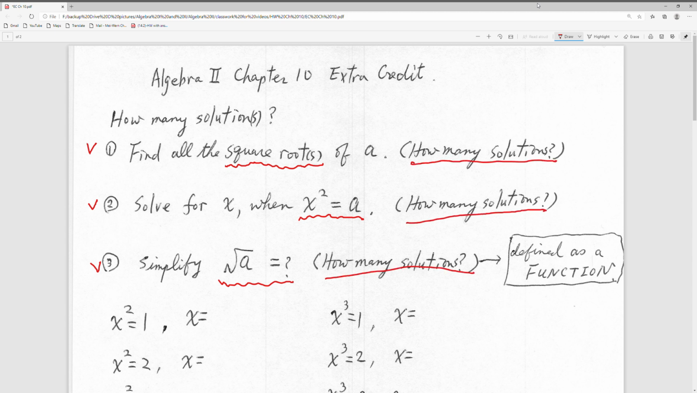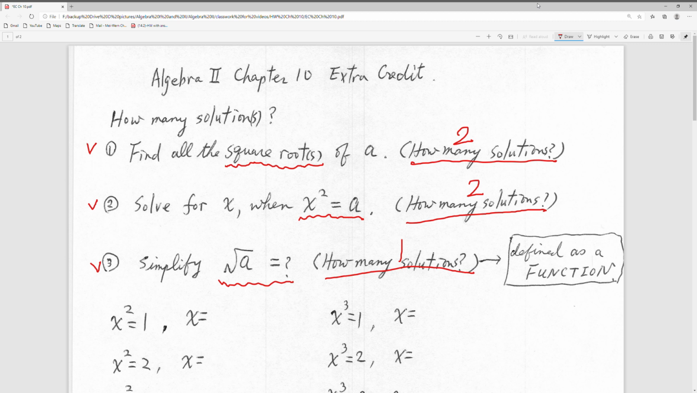If I ask you in words, so I write down in a sentence, find all the square roots of A, you need to have two solutions. For x, when you have an equation, you still need to find two solutions. But when I give you a symbol, you need to give me only one solution.